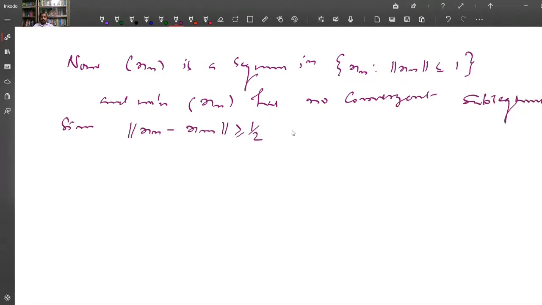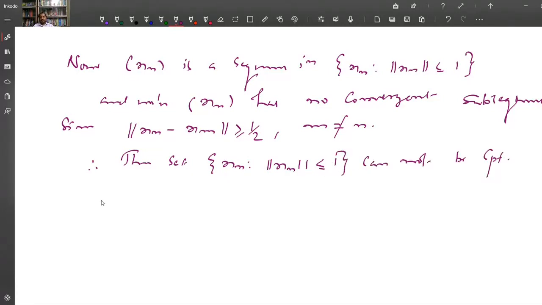Since norm of xn minus xm is greater than or equal to half for m not equal to n, this is a contradiction to the fact that the set of all xn such that norm of xn is less than or equal to 1 is compact. Therefore, the set of xn such that norm of xn is less than or equal to 1 cannot be compact. So we get a contradiction.